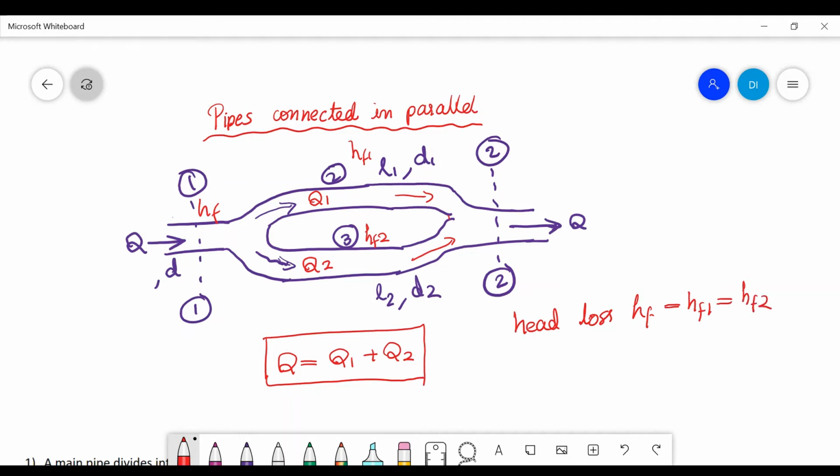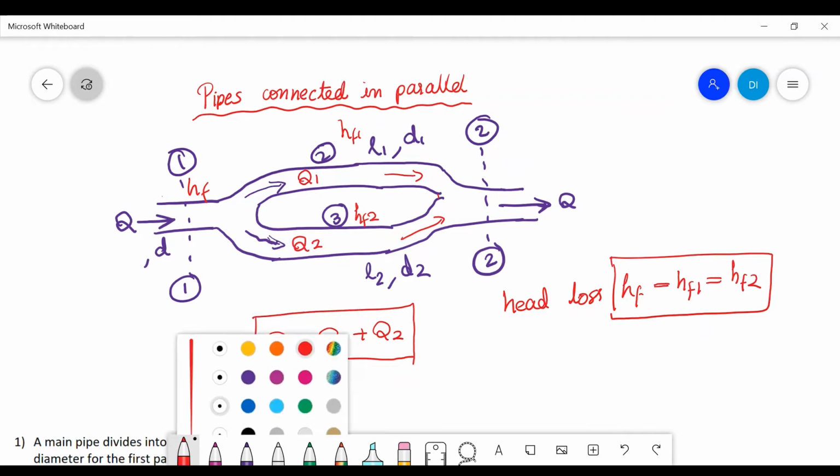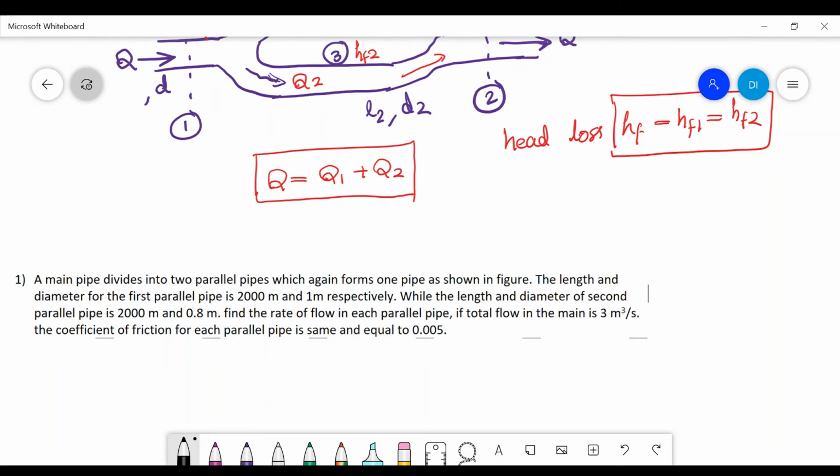So these are the two points which you should remember when we talk about pipes in parallel. I think it's clear. The total discharge of the pipe will be the summation of the discharges of all the branch pipes, and the head loss in each branch pipe will be the same. Now let us see some problems regarding parallel pipes. So, first question.